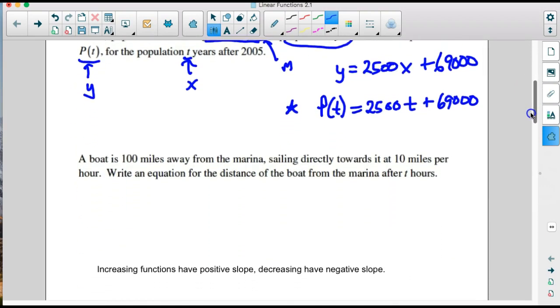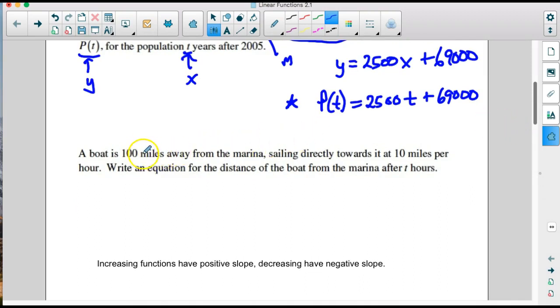Okay, let's do the second example. It says a boat is 100 miles away from the marina, sailing directly toward it at 10 miles per hour. Write an equation for the distance of the boat from the marina after t hours. Okay, so we have two values here. We have 100 miles and we have 10 miles per hour. Both of those values, one's going to be your rate of change and one's going to be your initial value.